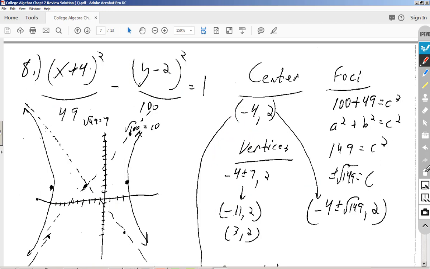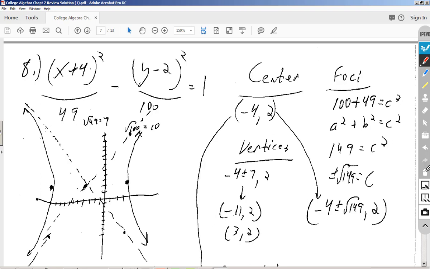Now to actually finish graphing it after I move those directions, now I'm going to move a total of 10. So I'm going to move up 10, and down 10, and up 10, and down 10, and then I have my asymptotes that I draw in. And then once I've got my asymptotes drawn in, I can go ahead and draw in my hyperbola. And so that's what the graph of that will look like.